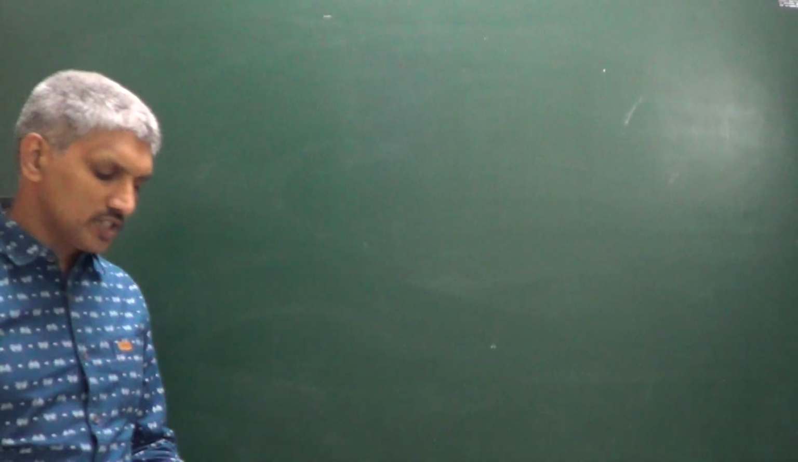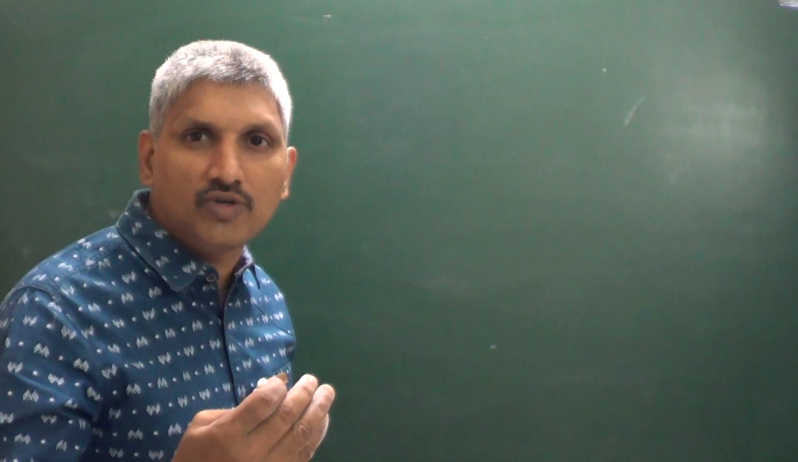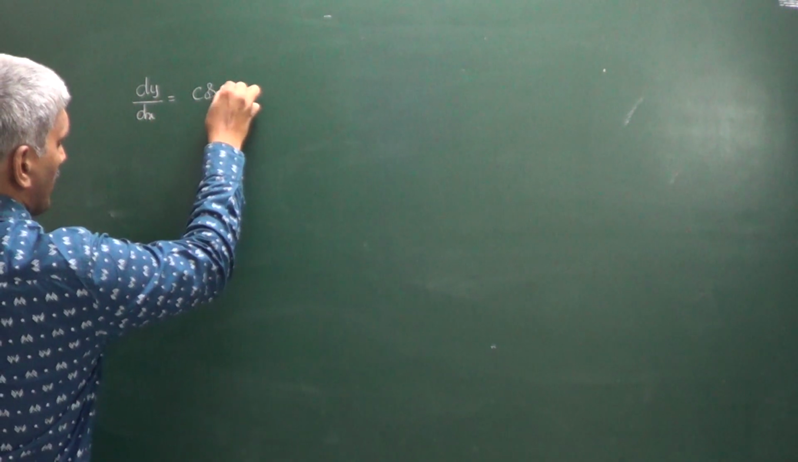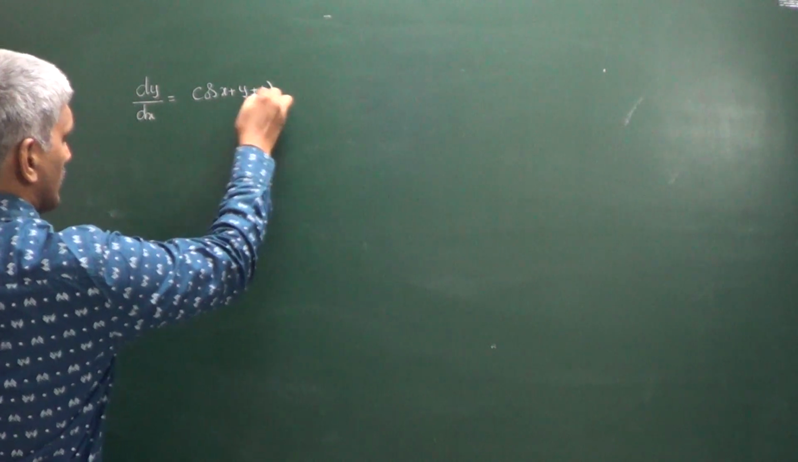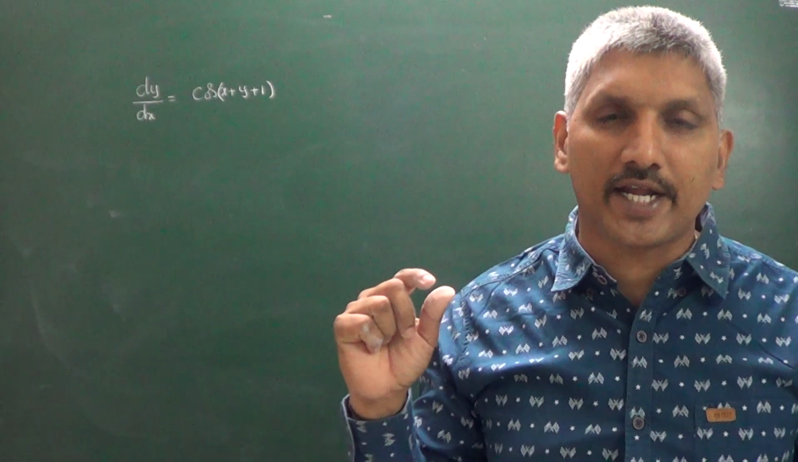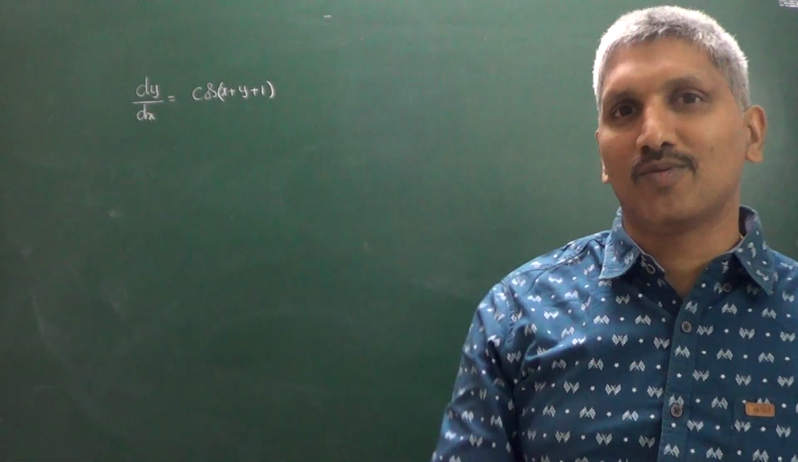Next we are going to discuss equations reducible to variable separable form. They are not directly in variable separable form, but by doing some substitutions we can make the equation into a variable separable form. So this is the question given: dy/dx is equal to cos of (x plus y plus 1). This question comes under the category of reducible to variable separable form.